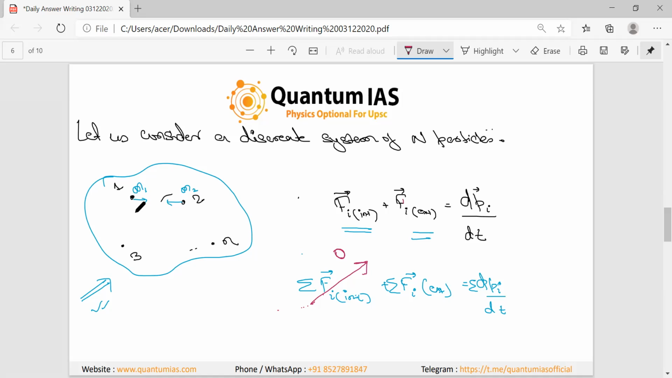Let's suppose m2 will act a force F on this m1 in this direction, so m1 will act a force minus F on m2. So equal and opposite. We are considering Newtonian mechanics here, so the third law is equally valid. So the internal forces balance out each other and the resultant will be 0. So it can be written as F external is equal to summation dpi upon dt.